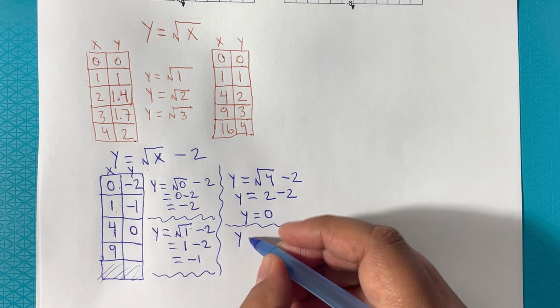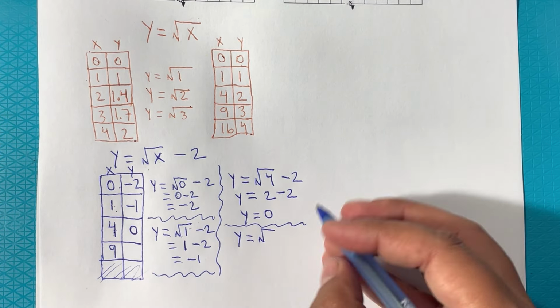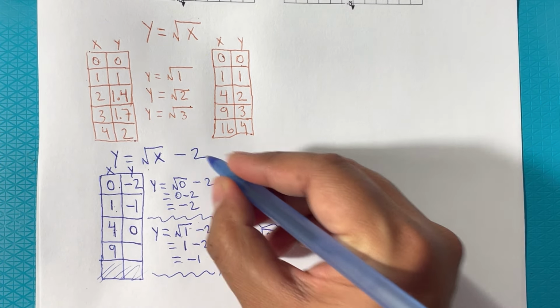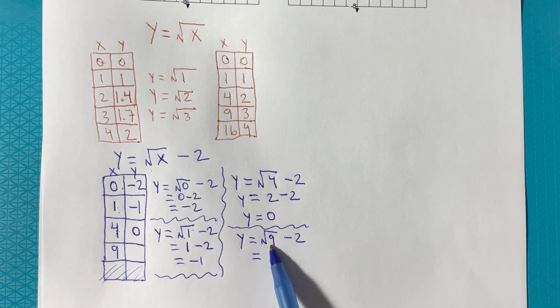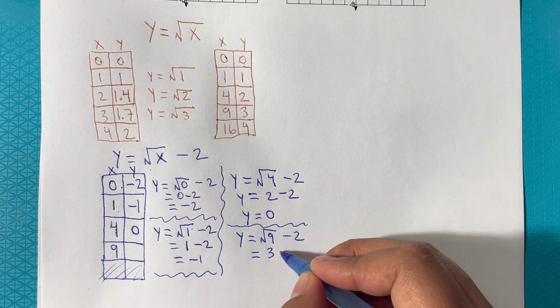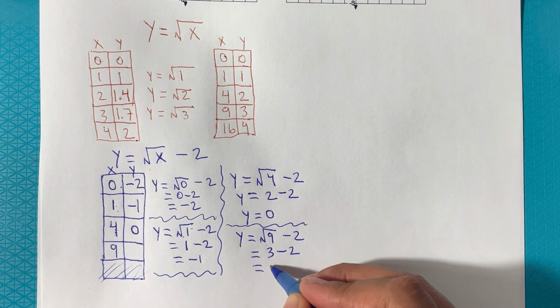For the last one, again, y is equal to the square root of x. x is 9. Bring down the minus 2. The square root of 9 is 3, minus 2. And 3 minus 2 is 1.